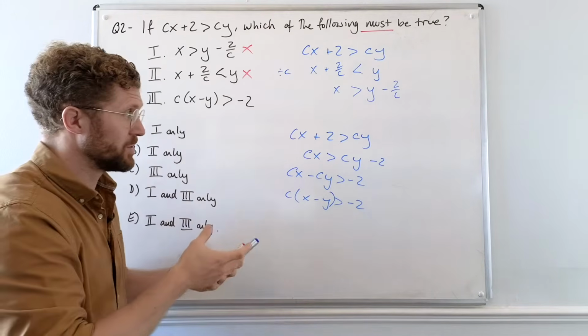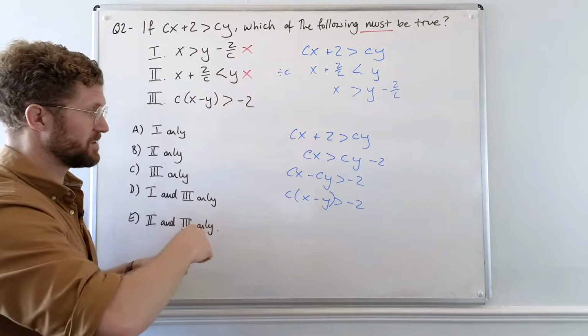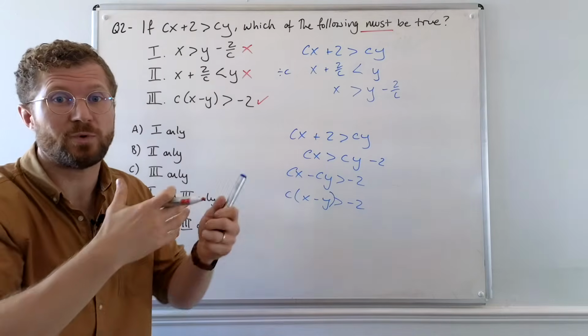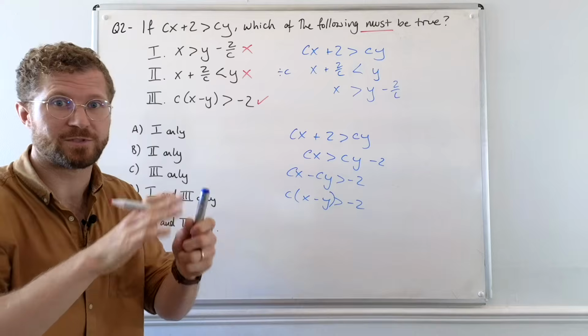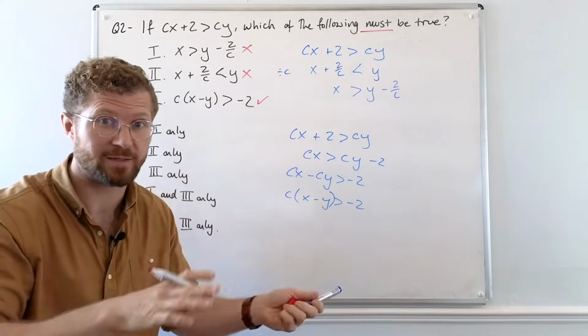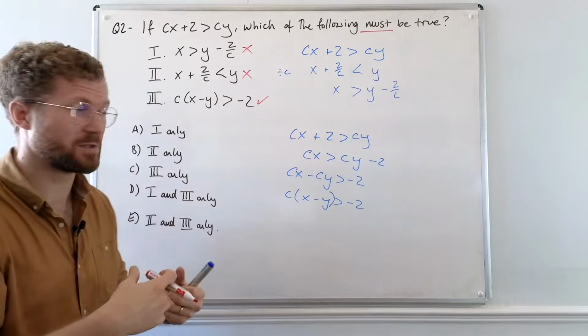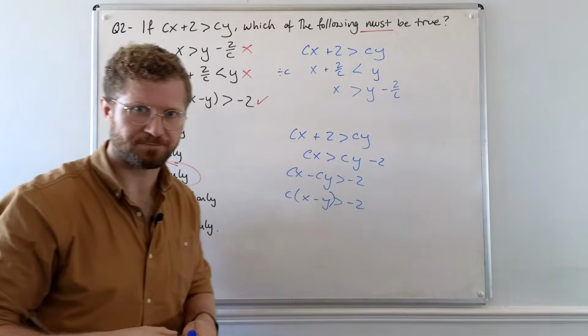So we're fine. This, number 3, is just an equivalent way of writing what we started with without worrying about whether any of the variables are positive or negative, or whether we've multiplied or divided by them. And so we can say that number 3 must be true from our starting point, which means that C is the answer to this question.